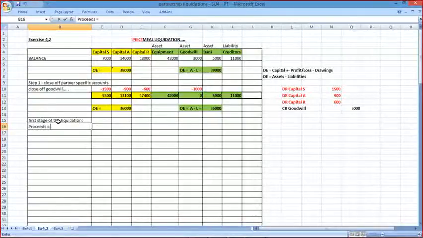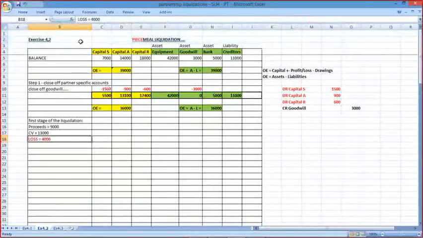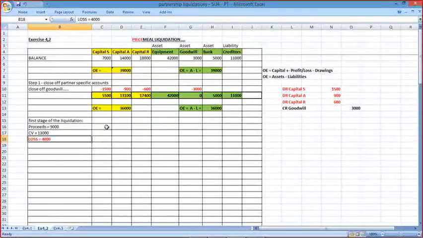Proceeds equal, what is it, 9? Yeah, 9,000. And then the carrying value was the 13. All right, so looking at that, there is a loss of 4,000. Correct. So now this loss is going to affect who? The partners again. The partners, yes.